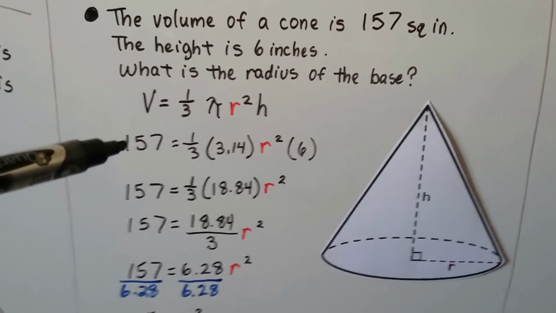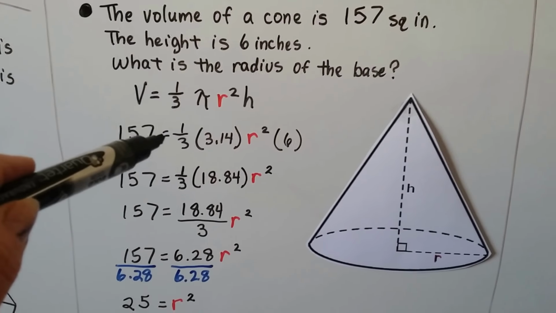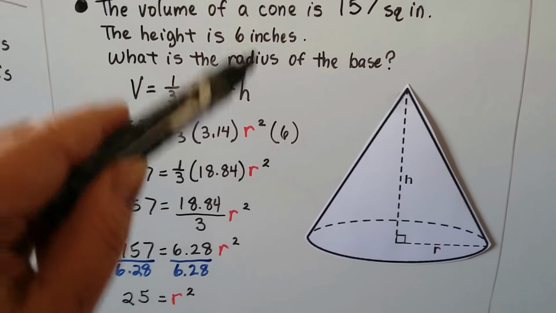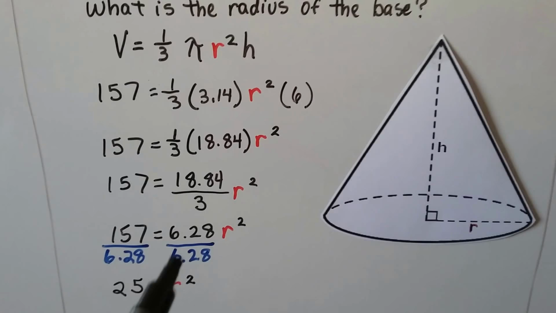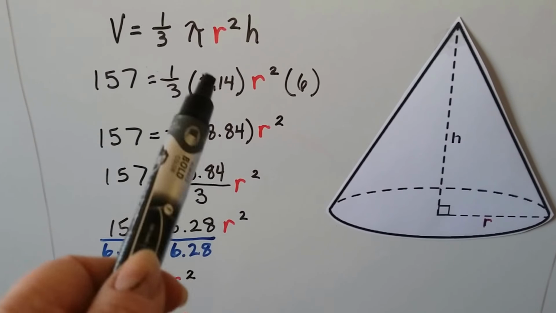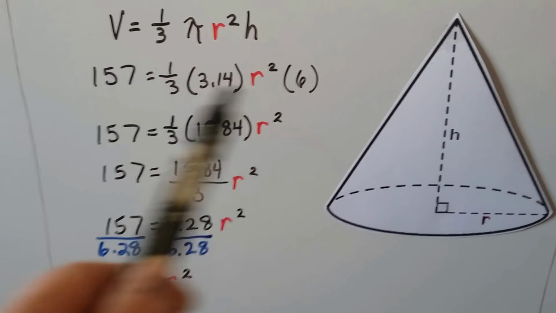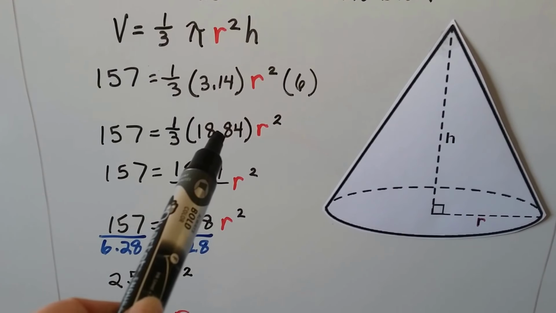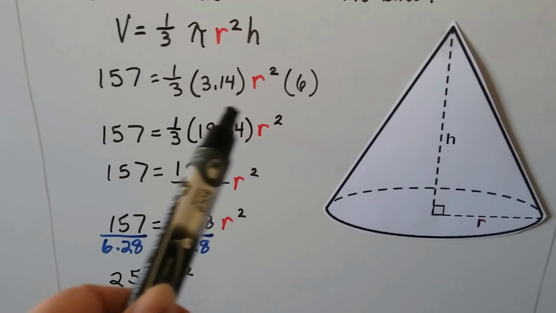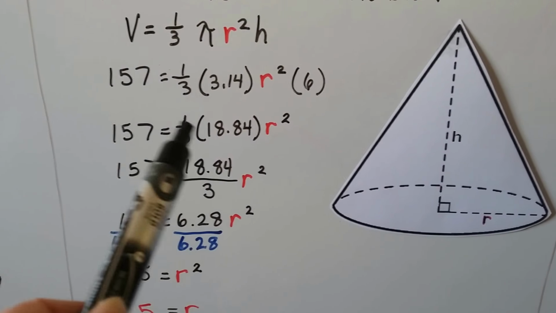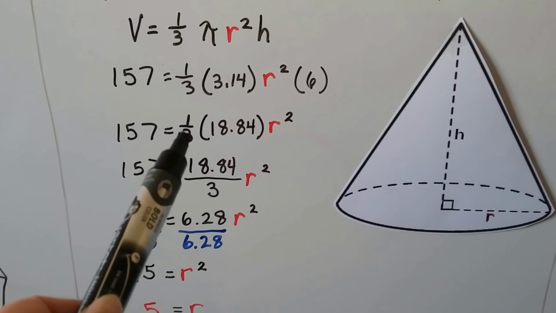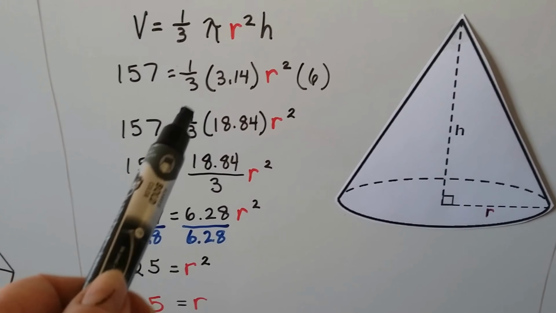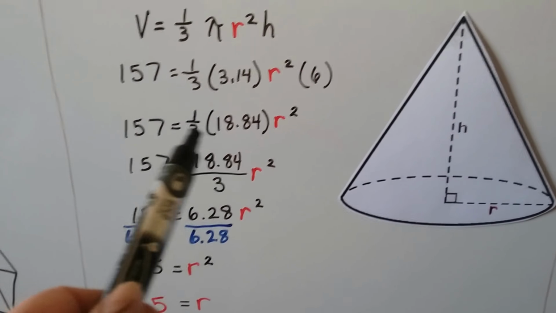We put in what we know. The 157 is the volume, and it equals 1/3 times pi, which is 3.14, times the radius squared, and we know the height is 6 inches. Now what we can do is 3.14 times 6, because it doesn't matter what order. These are all being multiplied to each other, right? 3.14 times 6 is 18.84. So now we have 1/3 times 18.84 times radius squared. This is a unit fraction, so instead of multiplying it by 1/3, we can divide 18.84 by 3. Whenever there's a 1 for a numerator, that means that number can be just divided by that denominator.